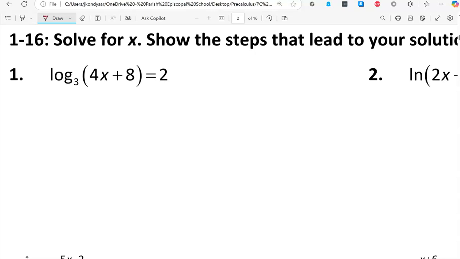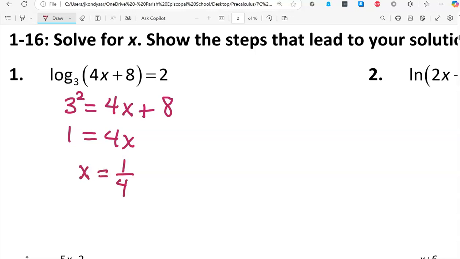In number 1, to solve this equation, we can put it in exponential form. Base is 3, exponent is 2, because a logarithm equals an exponent. So 3 squared is equal to 4x plus 8. Subtracting 8 from both sides, we get 4x is equal to 1. So x must be equal to 1/4.